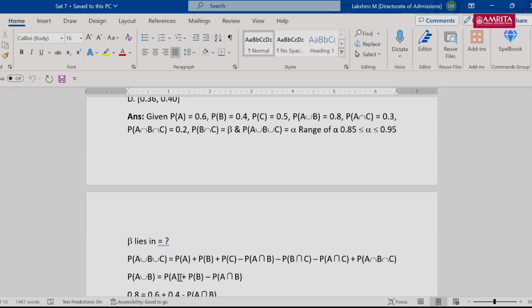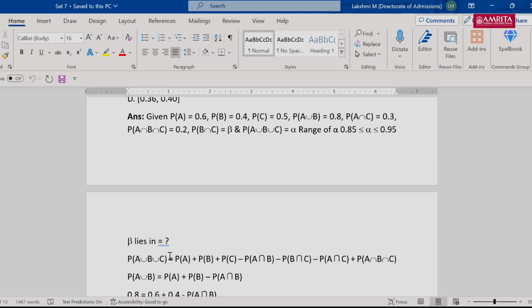So what is actually P of A union B union C? Why we have taken this formula is because when you check the question, even if some of the terms are given in alpha or beta, they have given you a range of alpha. So if you reduce some formula into something in terms of alpha or beta, and you know the range of alpha, it's really easy for you to find the range of beta. So that's what you need to think.